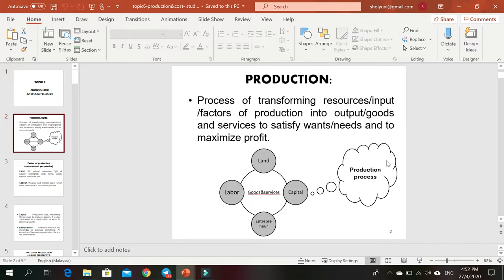So the production process is as simple as we use the resources, factors of production, land, labor, capital, entrepreneur, combine this together to produce goods and services, which is the output. This is the input, and goods and services is the output.